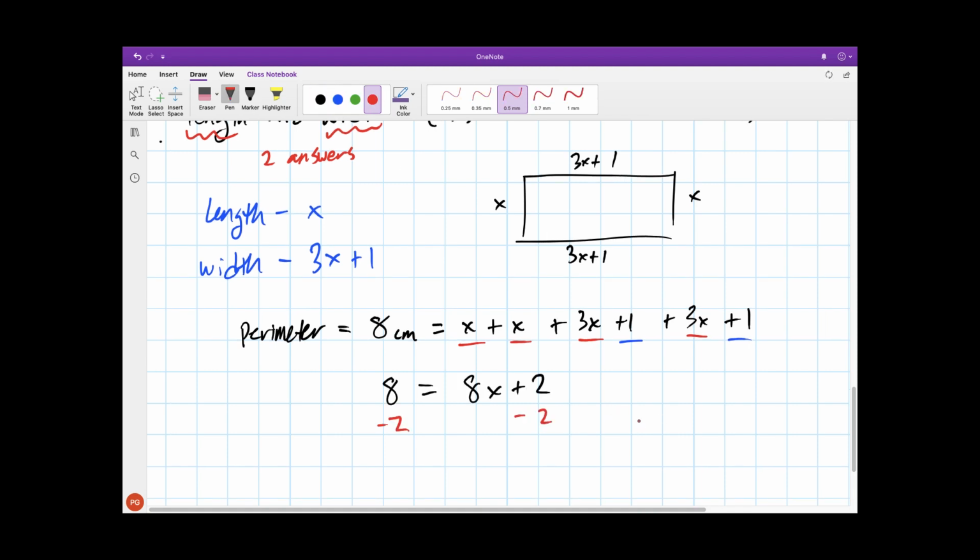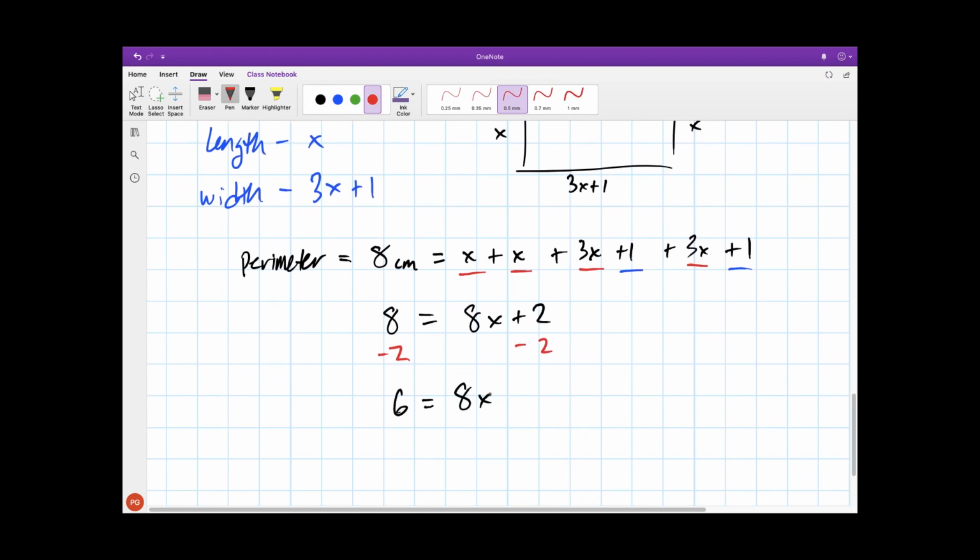I'm going to move all the numbers onto the left-hand side by subtracting 2 from both sides. Finally, it's 8 times x. I have to divide by something. Since this is being multiplied together, we're going to divide by 8 to get rid of the 8 times our x. So we get x is 6 over 8, but we can reduce this by dividing the top and bottom by 2. We get 3 over 4.